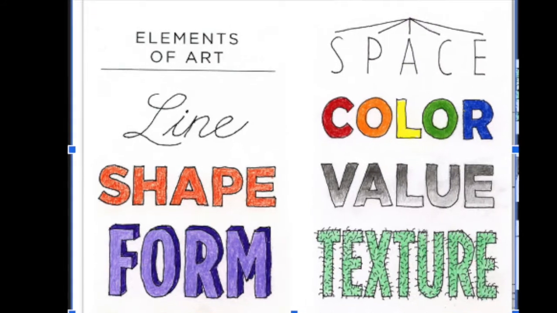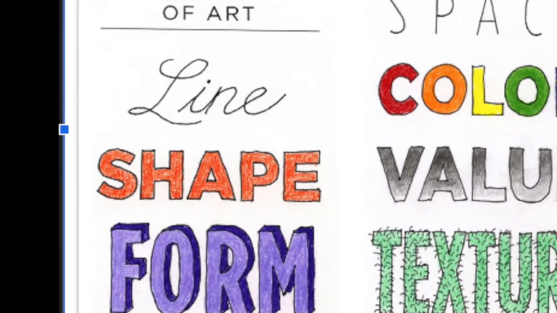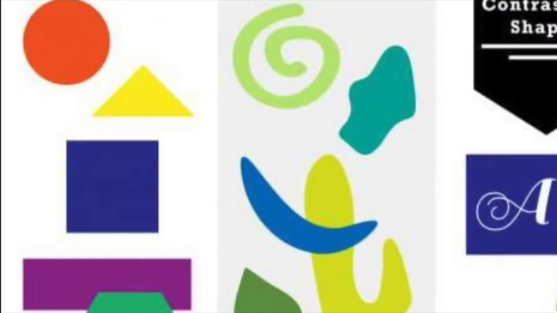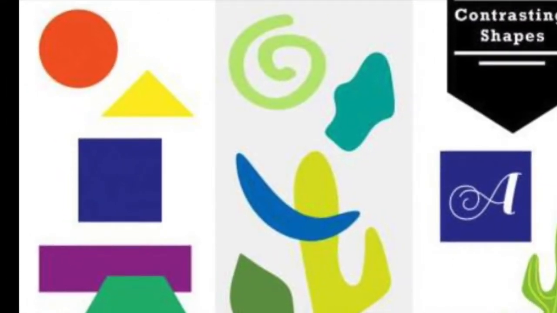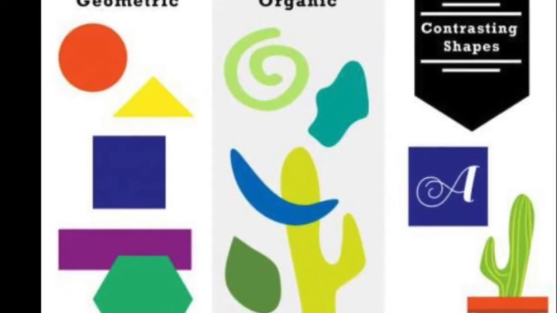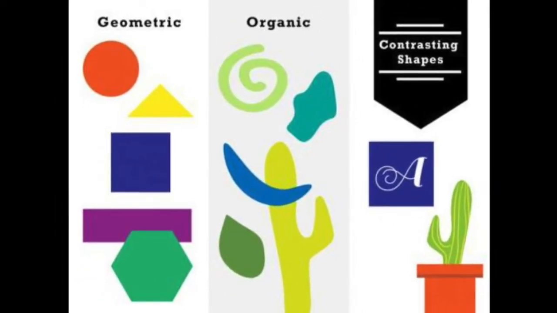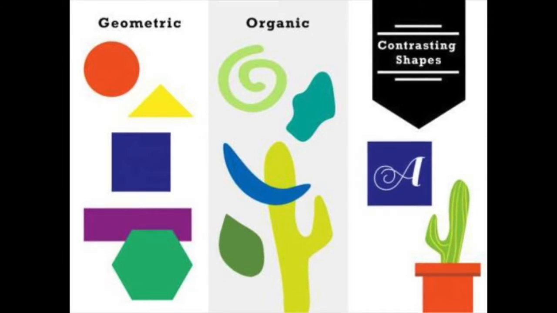The next element of art we are going to take a look at is shape. There are two different types of shape. You can have geometric and organic shapes. Geometric shapes are the ones you encounter more in math and in man-made objects. Organic shapes are more natural. You see them more often in nature.